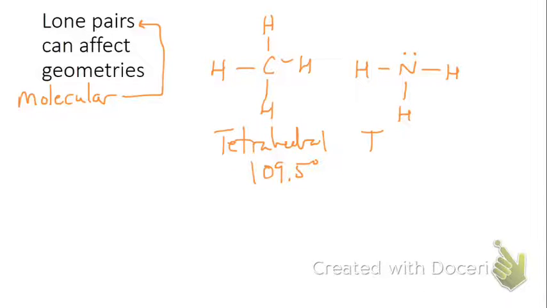So, the electron geometry is tetrahedral, just like we see with methane. But when we look at the bond angle for ammonia, it's actually at 107 degrees instead of the 109.5 you would expect. And so let's look at another one.